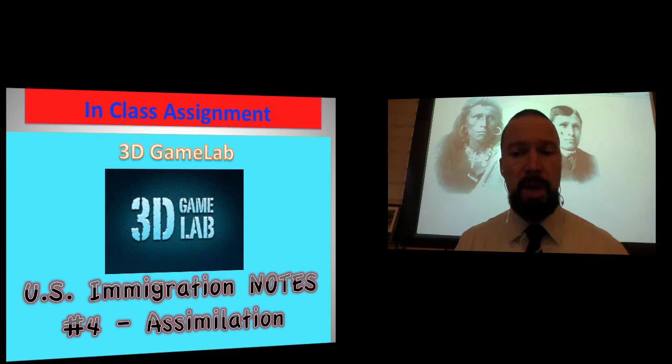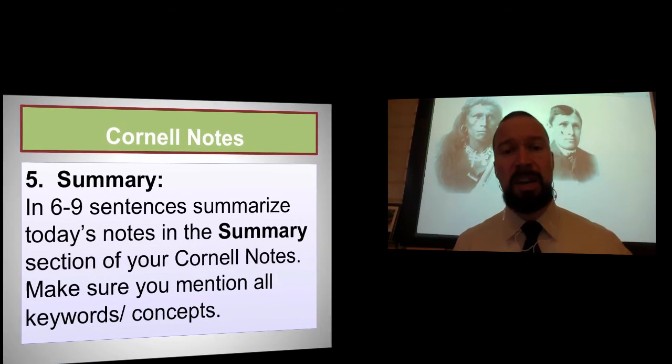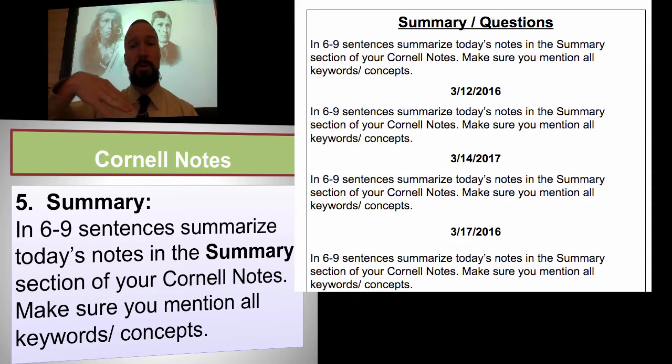That's U.S. immigration notes number 4, assimilation. Do not forget that your Cornell notes must be 6 to 9 sentences long. They must include all of the keywords and concepts. Synthesize the information. Ask questions. Get into it.